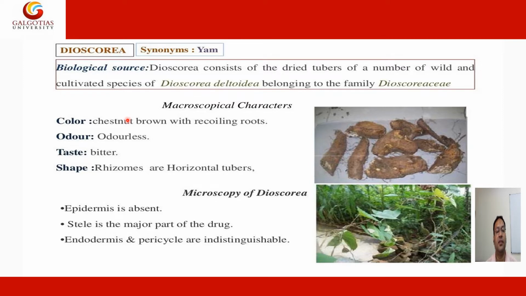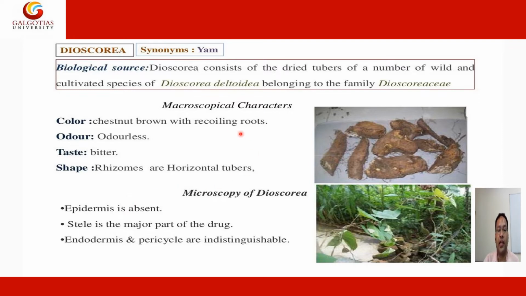Next drug is Dioscorea. Synonym is yam. Biological source: Dioscorea consists of dried tubers of a number of wild and cultivated species of Dioscorea deltoidea belonging to family Dioscoreaceae. Basically, it is used as a food material, especially for muscle gain or as a nutraceutical.